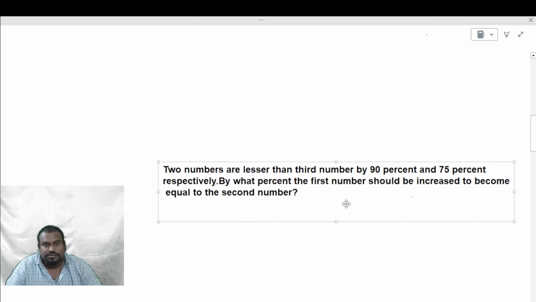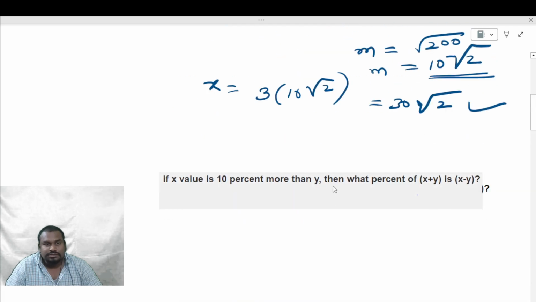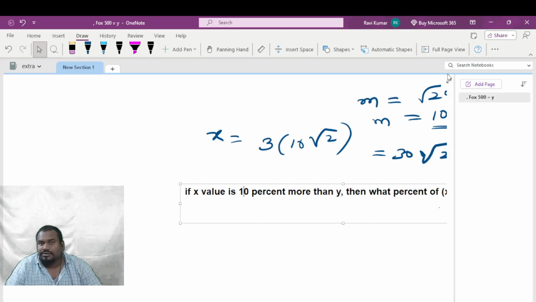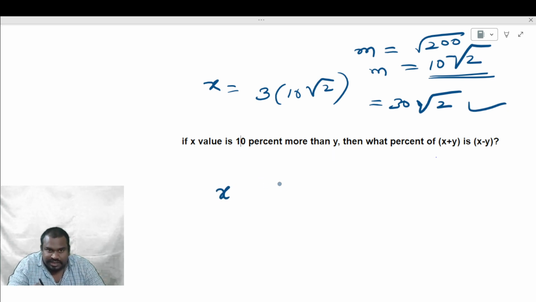Now, second question. If x value is 10% more than y value, then what percent of x plus y is x minus y? She is saying the value of x is more than y. But how much percent? It is 10%.